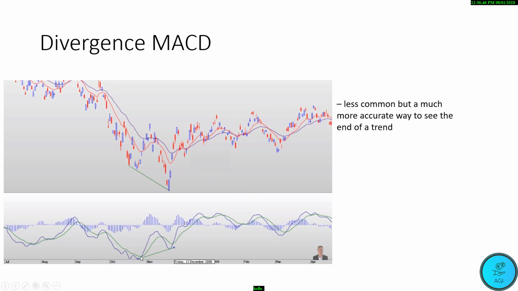But what you have here on the MACD is an upward trend. That is signaling that the strength of the downward trend is weakening. That is your time to buy. Now, what you have here is your crossover. You've got your first crossover, your second, and your third.